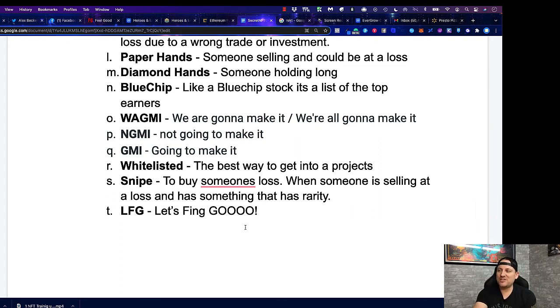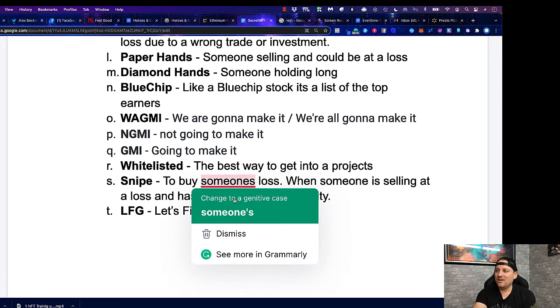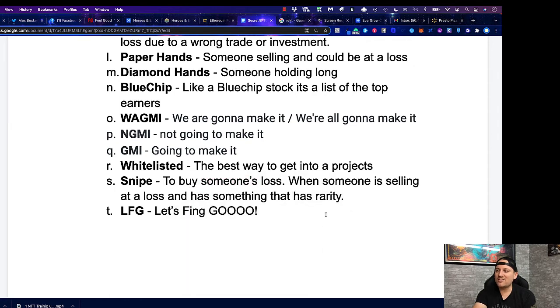Next thing is Snipe, which is something I said a minute ago, to buy someone's loss, and that's when someone is selling at a loss and has something that is rare, or rarity. So that's what we call sniping. It's where the market dips and also could be controlled by whales. We've seen whales purchase high, sell low on purpose, drives the market down. It's like a little economy, drives it down.